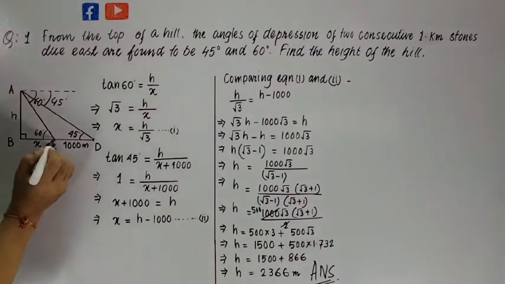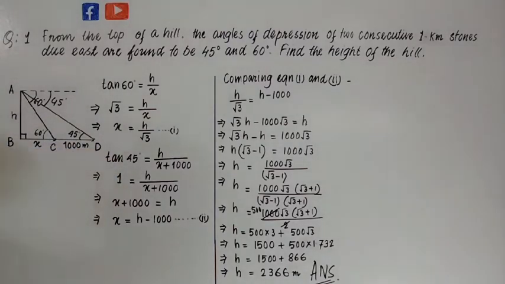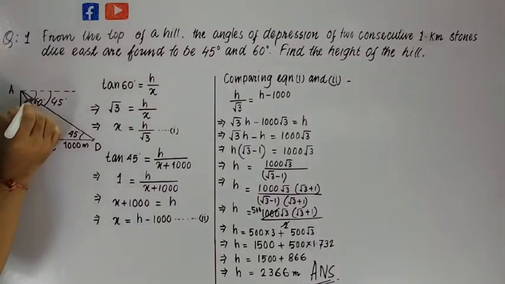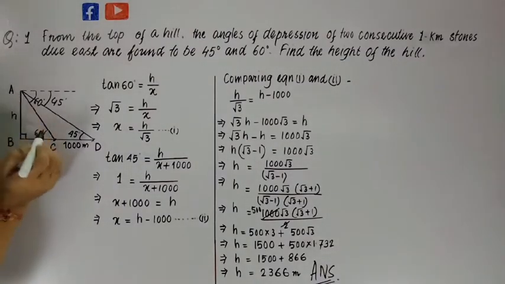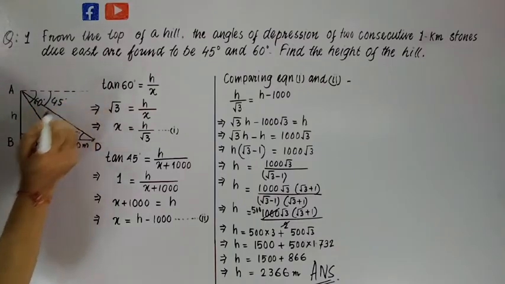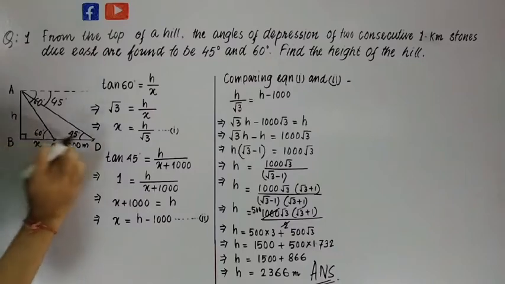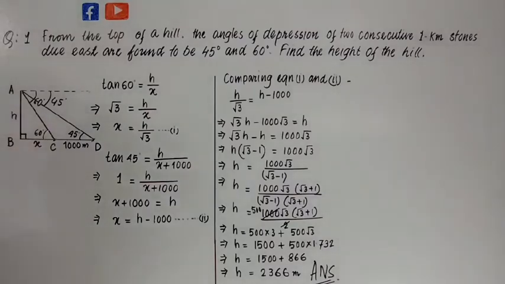Okay, these are the 2 kilometer stones. C and D are the 2 consecutive kilometer stones. From the top of the hill, the angles of depression of the 2 kilometer stones are 60 degree and 45 degree. How to draw angle of depression? Join this point with this point and draw a horizontal line which is parallel to the base. This line is parallel to the base. Now, this is the horizontal line and this is the line of sight. So, this angle is equal to angle of depression.